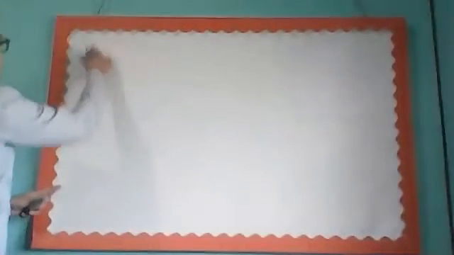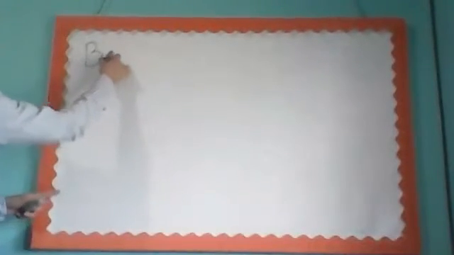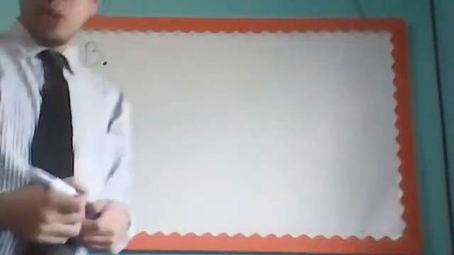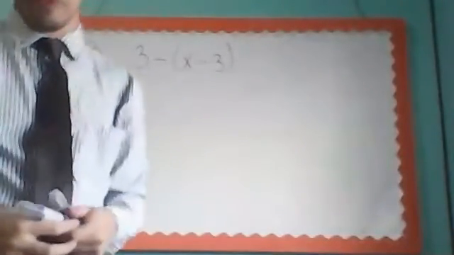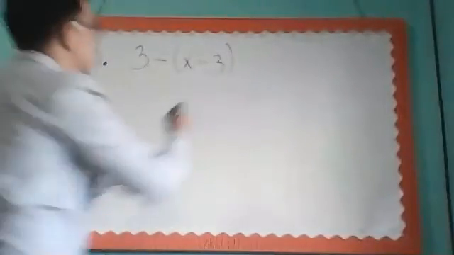The exercise B is 3 times x minus 3. This is equal 25.